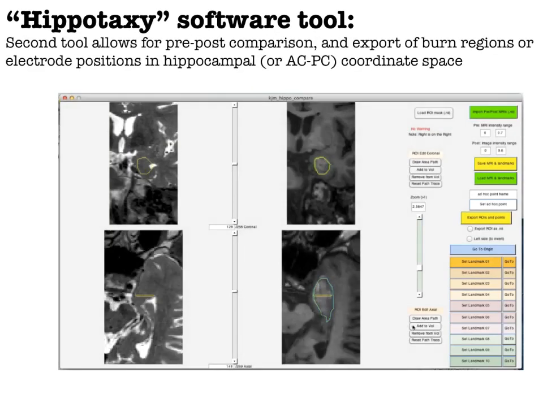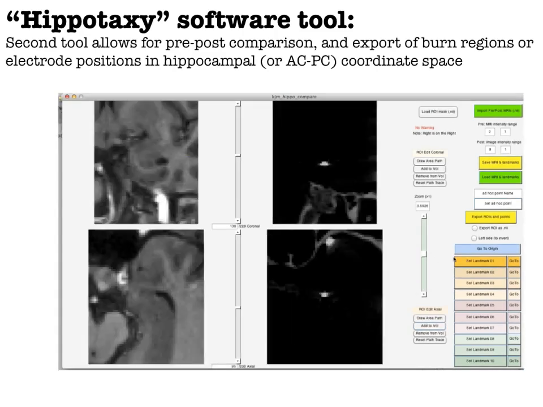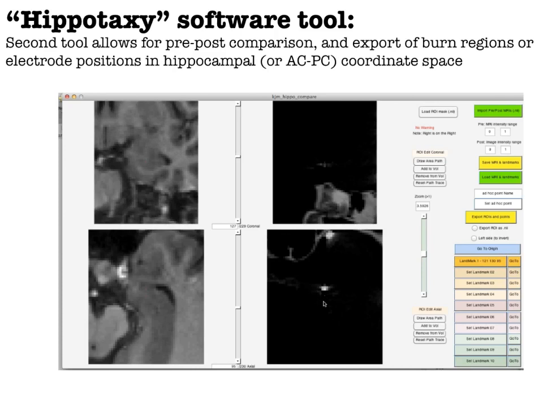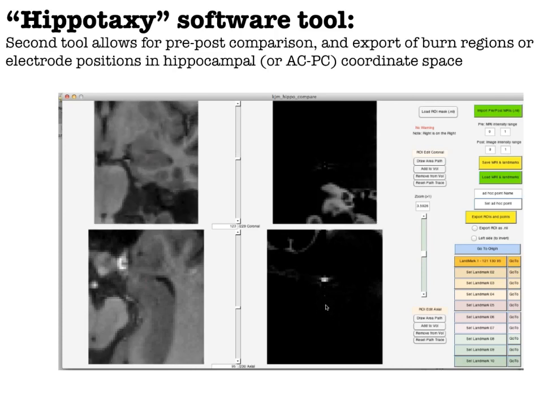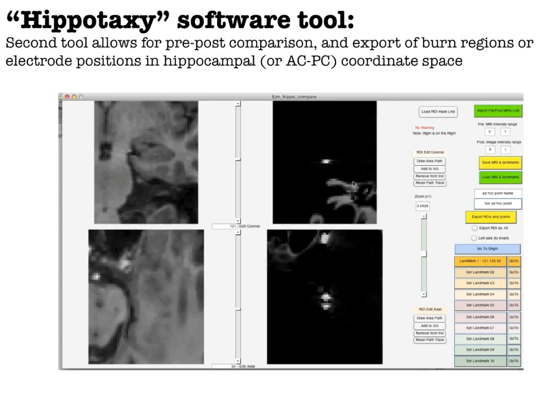After we've identified those landmarks, pre- and post-operative imaging can be compared directly with one another, and region of interest volumes, such as burn regions, can be identified. Similarly, electrodes for stimulation or recording can be compared from post-operative CT, like you see on the set of panels on the right, and preoperative MRI, like you see on the set of panels on the left.